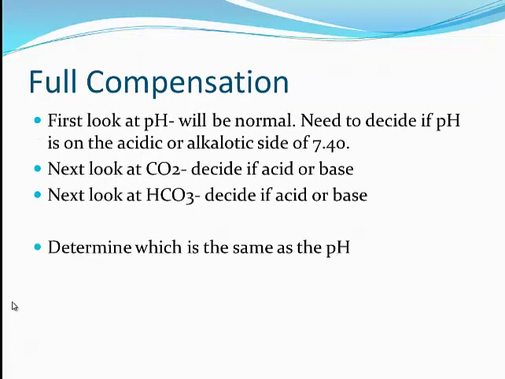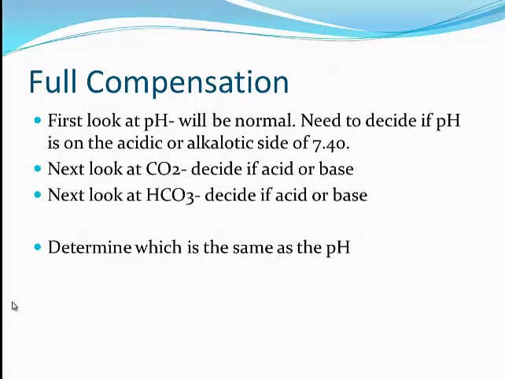Full compensation. To evaluate if our patient has had full compensation, first we're going to look at the pH, which will be normal. Now we're going to decide, is our pH on the acidotic side or the alkalotic side, with 7.4 being our normal. So if our pH is 7.35, 7.36, we're on the acidic side. If it's 7.43, 7.45, it's still normal, but that's on the alkalotic side.